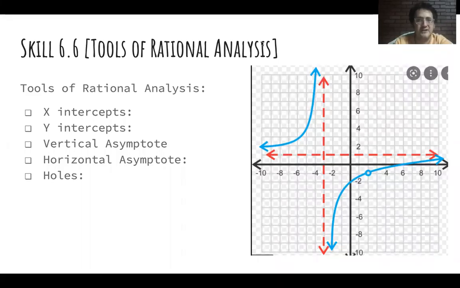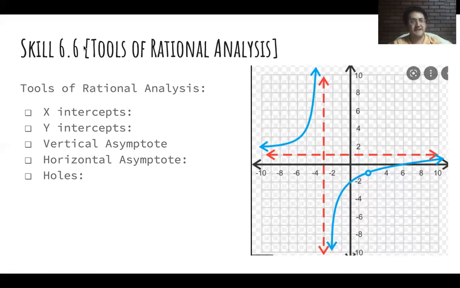All right, we are on the very last skill of second semester of Algebra 2, and this is the tools of rational function analysis. When you get to pre-calculus, you'll be able to actually create perfect graphs of rational functions, and we're going to give you most of the tools today and what they look like.